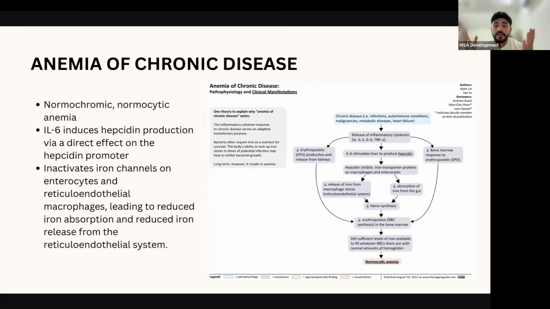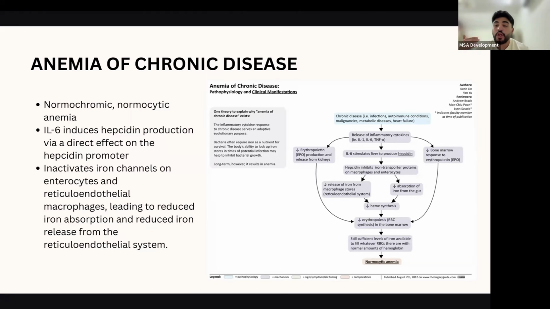This will cause less heme synthesis because we need iron to make hemoglobin, to make red blood cells. So now you're going to have less heme synthesis, okay? And because now you have less heme synthesis, you're going to have less erythropoiesis, right?